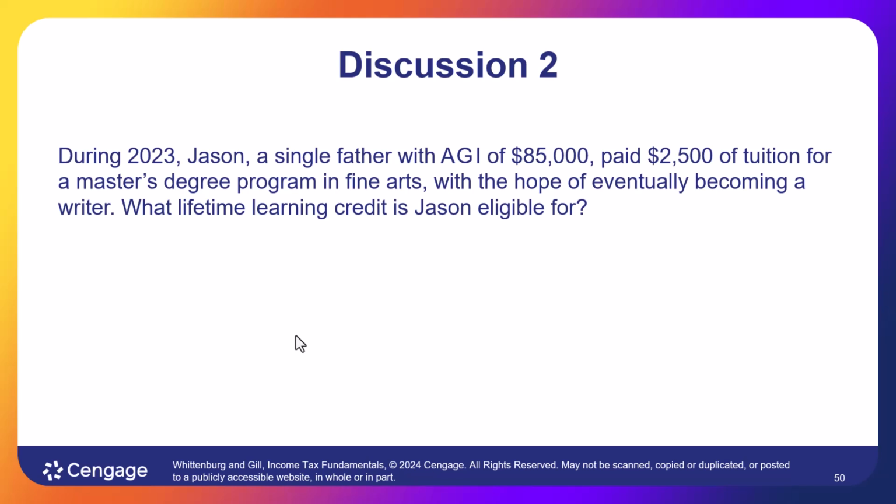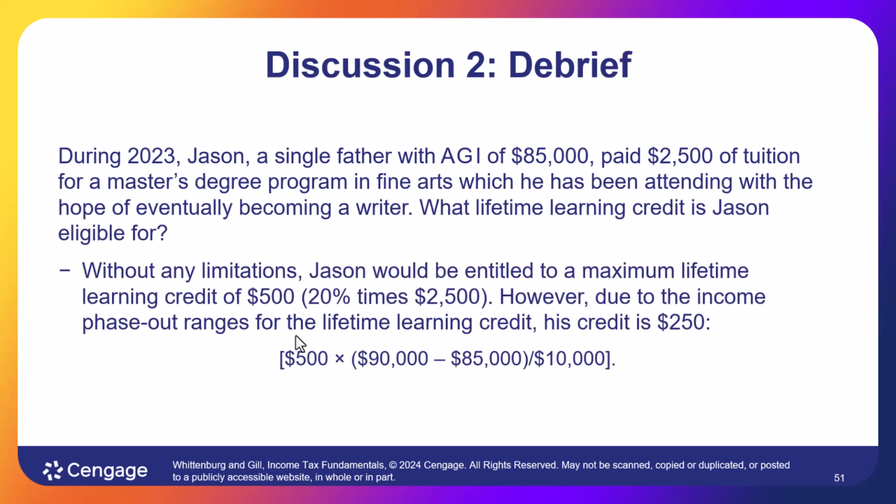During the year, Jason, a single father with AGI of 85,000, paid $2,500 for his master's degree in fine arts with the hope of becoming a writer. What lifetime learning credit is he eligible for? Without any limitations, he would be eligible for the maximum lifetime learning credit of $500, 20% times the tuition. However, due to his income, he phases out between 80 and 90, right? So we take the 500 times the high end of the maximum of the credit minus his actual AGI divided by 10,000. So his credit is $250, not $500, because he's phased out.